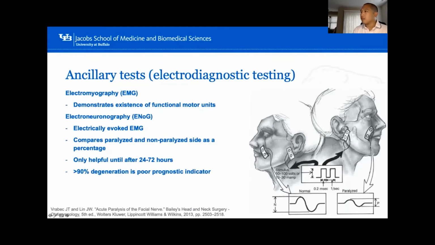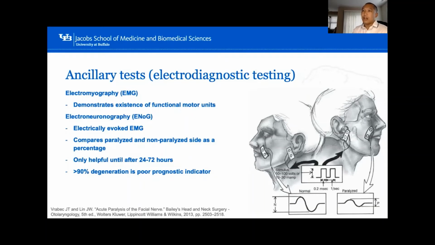You're putting patches near the stylomastoid foramen as well as the distal musculature. And in an EMG, you're actually having them evoke facial expressions to see if they're triggering any signal, versus an ENOG where you're actually electrically stimulating this area right here to see if there's any facial motion. So in an ENOG, you compare the two sides, and if you have greater than 90% degeneration on the paralyzed side, that's a poor prognostic indicator that you are not going to recover from your facial palsy.